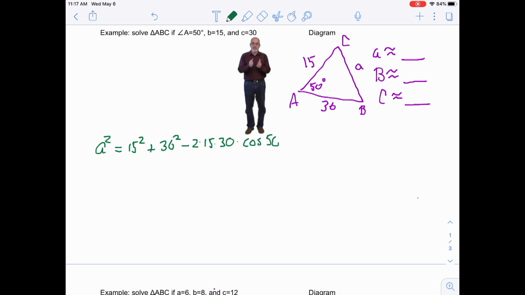Now that we can do on our calculator. So a squared is going to equal this calculated out. So use your calculator to come up with that number, which in this case is 546.49, etc. It's a long decimal. Then we just take the square root of both sides. We get our answer to be approximately 23.4 when we do it to 1 decimal place.